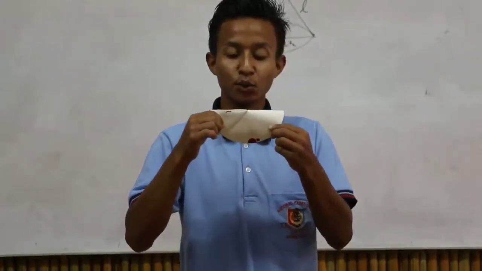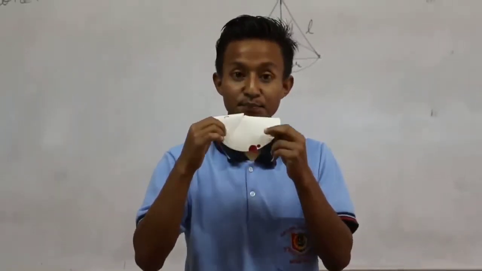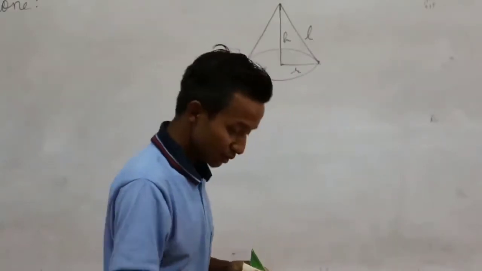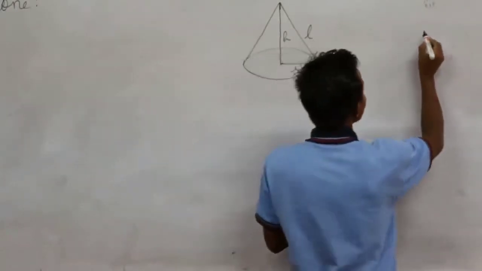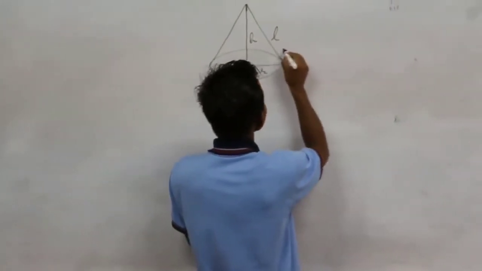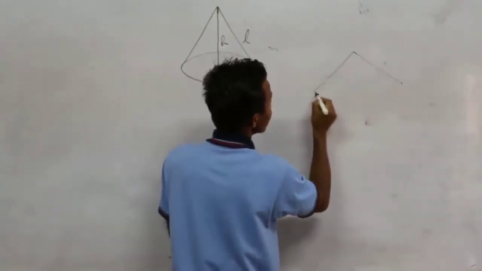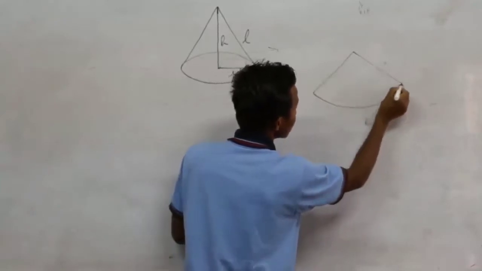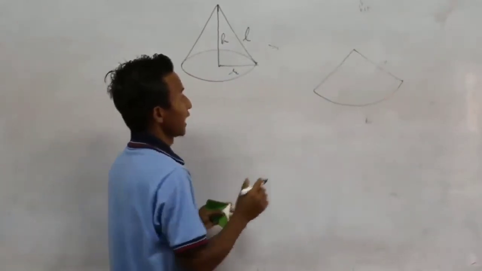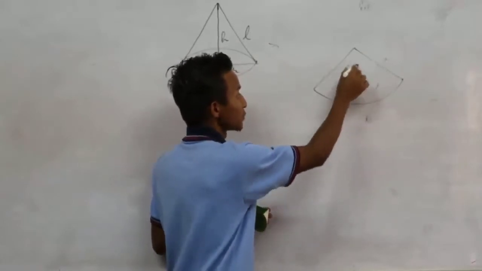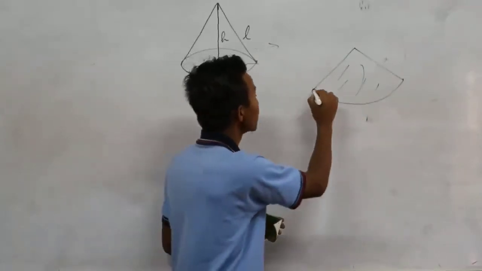After cutting, I cut something like this, which is a part of a circle, and this is called the sector of a circle. Let me draw it in the board. After cutting this cone, I cut something like this, right? And this region is a part of a circle. Let me complete the circle.